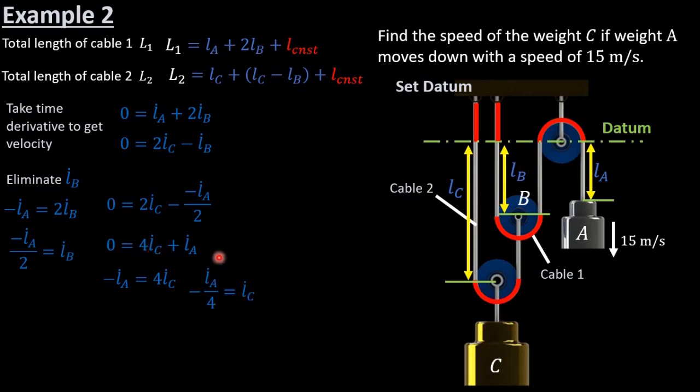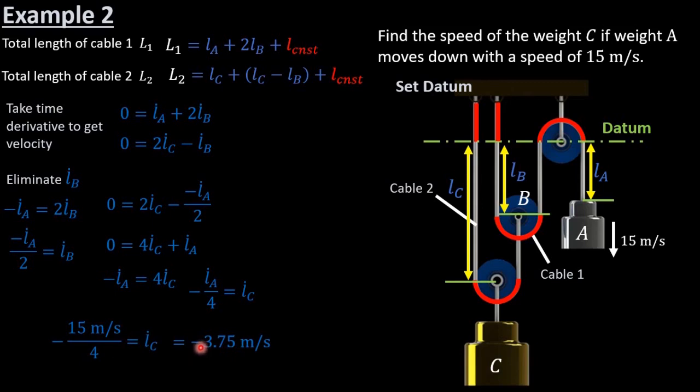So I divide both sides by 4, substitute L sub A dot with 15 meters per second, because L sub A dot is moving down with 15 meters per second. Okay, so I'll substitute that into here to get minus 15 meters per second over 4, which gives us L sub C dot, which is minus 3.75 meters per second.